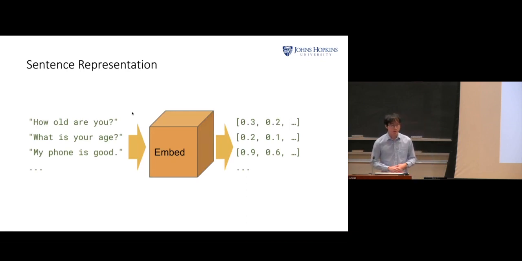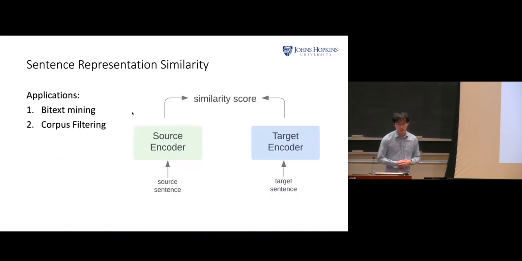One important thing for building such corpus is sentence representation, which maps the input sentences into high dimensional vectors by some black box encoders. One crucial thing here is that we want to have good encoders for both our source and target languages, and then measure their similarity. If we have good encoders for both source and target languages and a good similarity measurement, we can use that to build bitext.